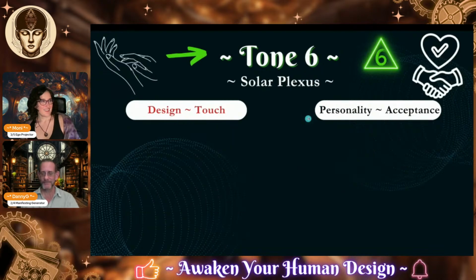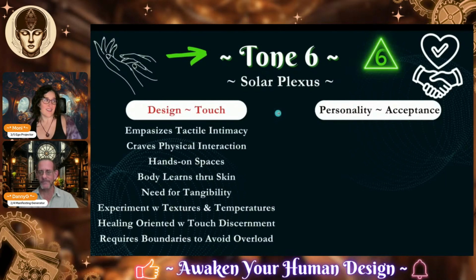So our final tone, tone 6, this is still part of the solar plexus and it's still a right arrow. On the design side, it's touch, and on the personality side, it's acceptance. So starting off on the design side, touch emphasizes tactile intimacy and craves physical interaction. They can like hands-on spaces and their body learns through their skin. They have a need for tangibility and experiment with textures and temperatures. They're healing oriented with a touch discernment, but they require boundaries to avoid overload.